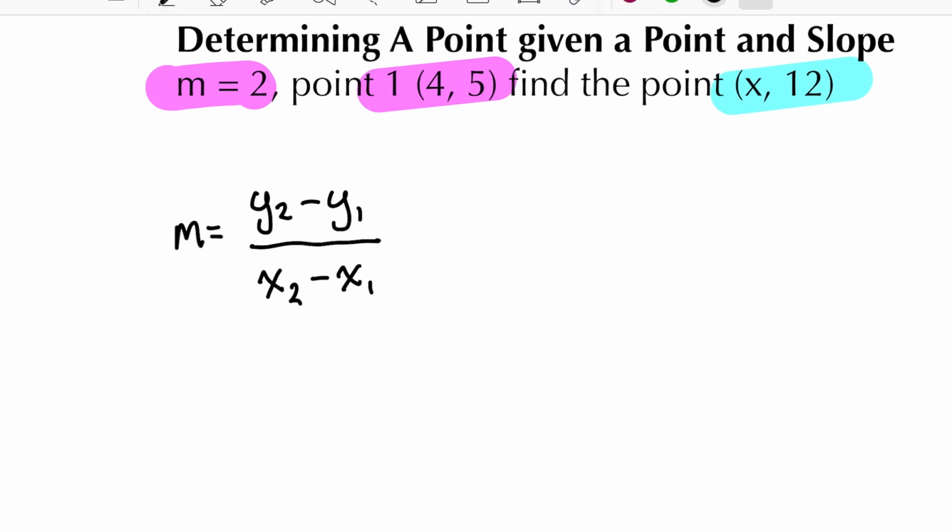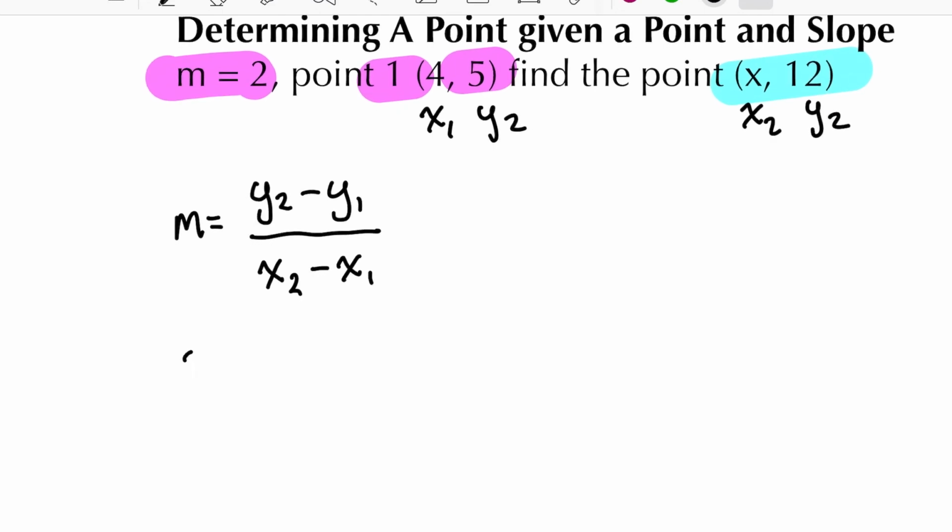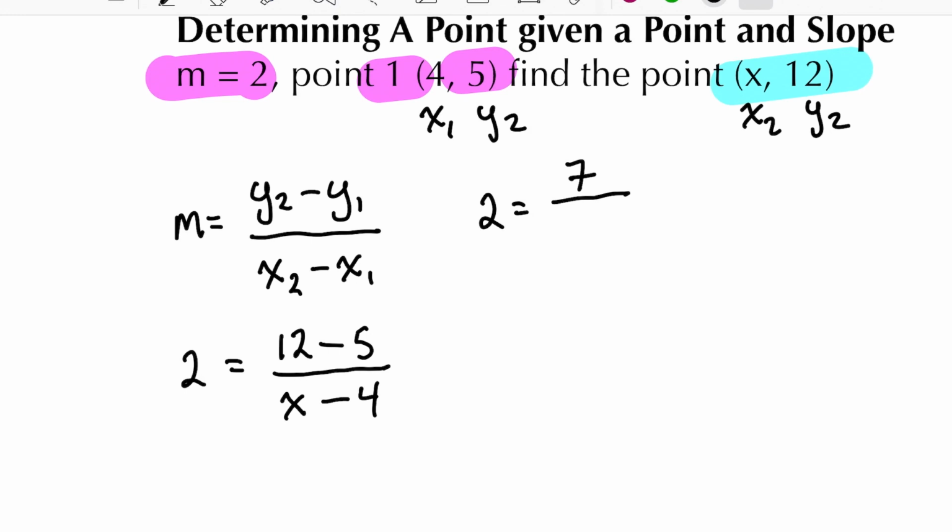So I'm going to call this point x2 and y, sorry, why am I calling it x2? I should call this x1 and y1. x1, y1, x2, y2. So now I substitute everything in. 2 is equal to 12 subtract 5, all over x minus 4, like this. Now let's start to simplify a little bit. 2 is equal to 7 divided by x minus 4. And I'm putting x minus 4 together.